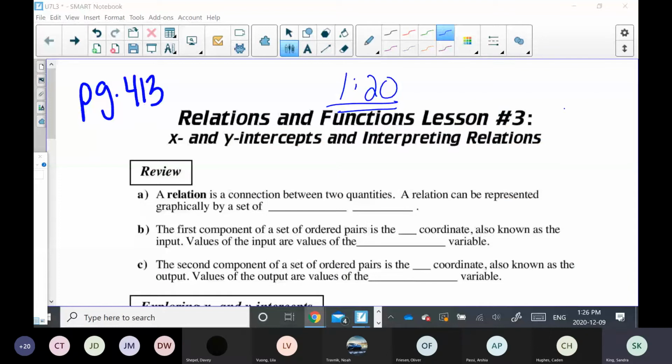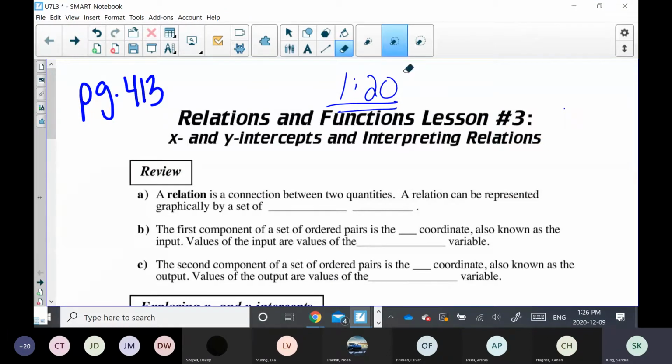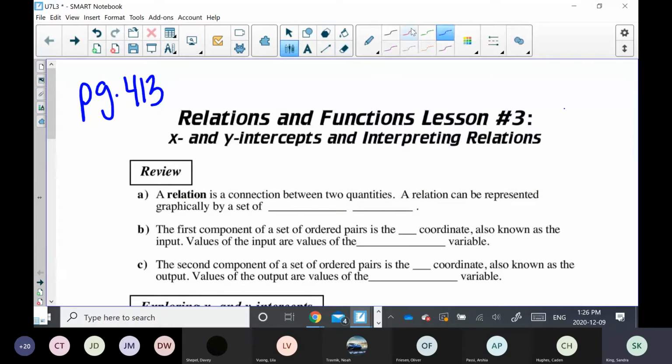Okay, so the lesson that we were moving on to in your workbook in the unit on relations and functions is lesson 3, which is on page 413. So if you could turn to that page, it starts off with a really quick review. But before we fill in the blanks, let's draw ourselves a Cartesian plane.